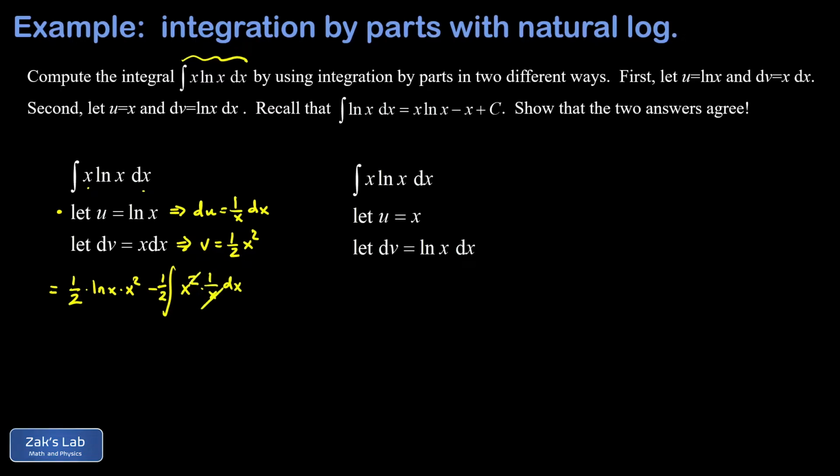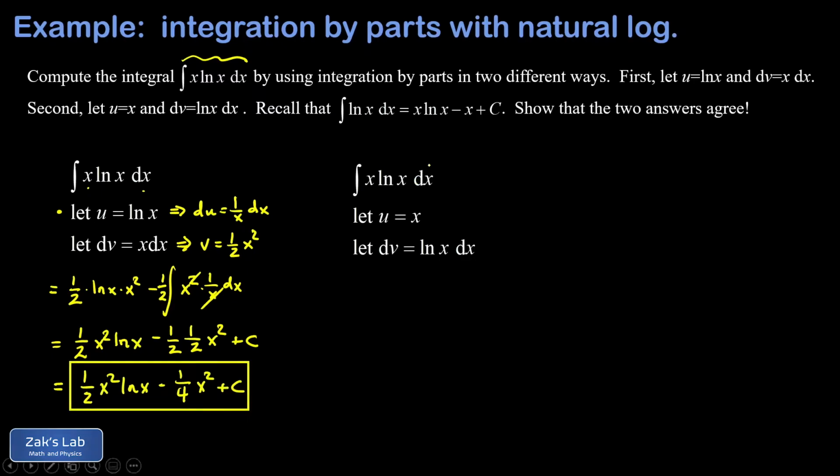One of those factors of x cancels. So for the integral part of this, and I'm going to go ahead and rewrite the first term as x squared natural log x, it just looks more natural that way. Now for the integral, I have the integral of x dx, which gives me 1/2 x squared plus c. And then we just clean things up in one final step. I have 1/2 x squared natural log x minus 1/4 x squared plus c.